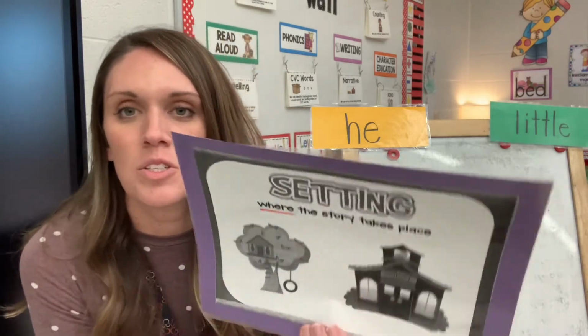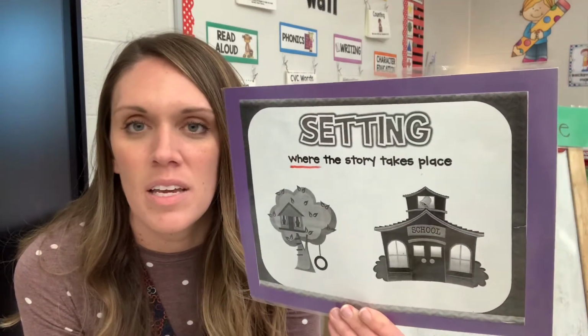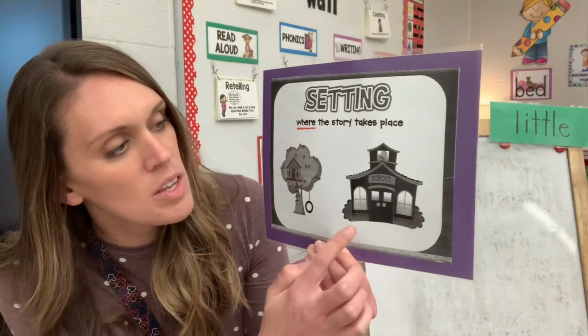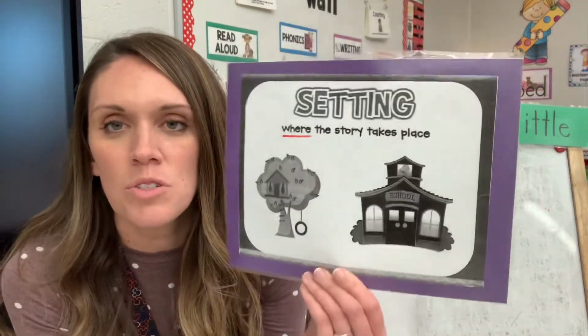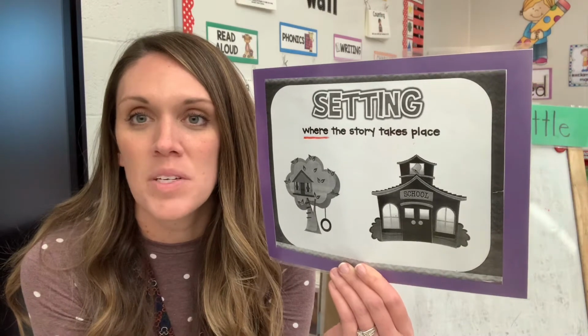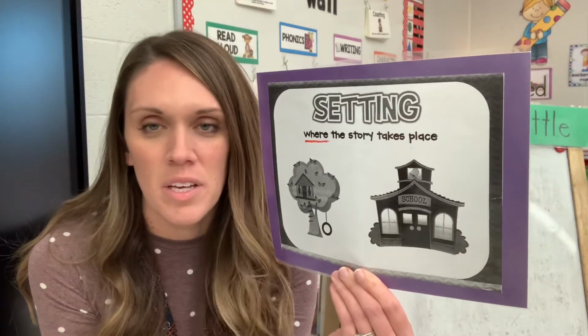And this is a picture that I normally show, and it's got two examples on it of a setting. There's a tree house, so over here's the tree house, and then also a school. And those are just two examples of what a setting in a story could be. A setting is where the story takes place, or where the characters are in the story. So there's lots of different settings.